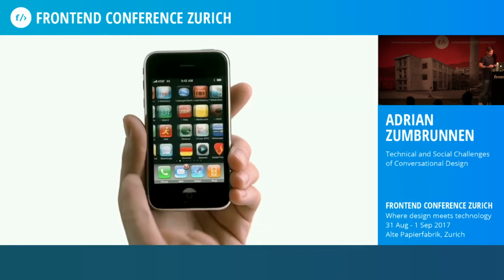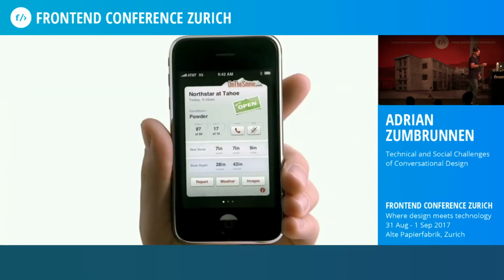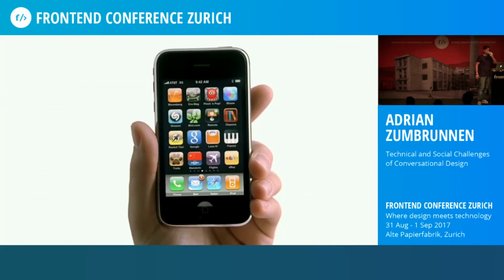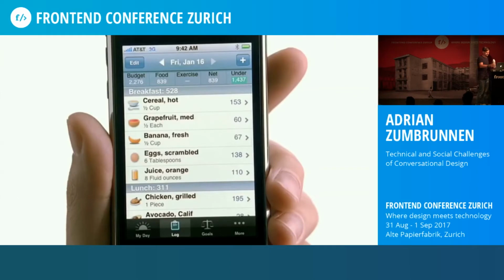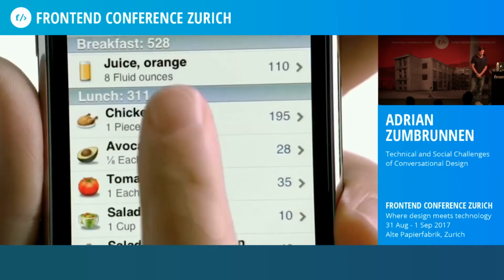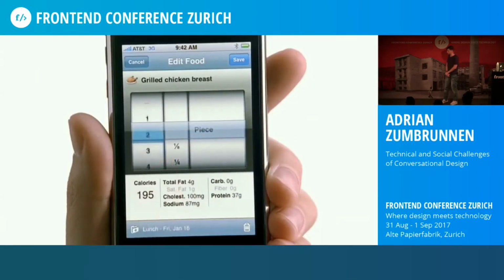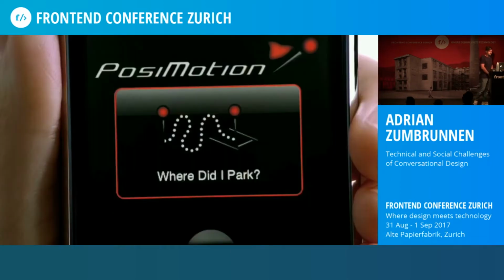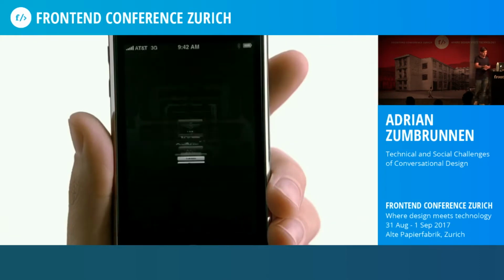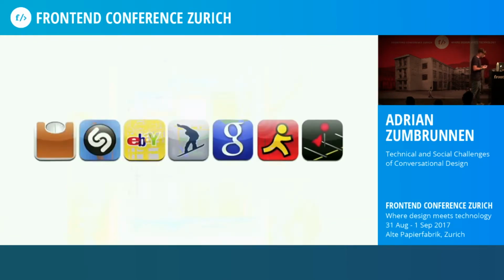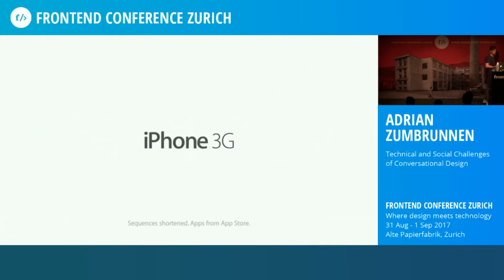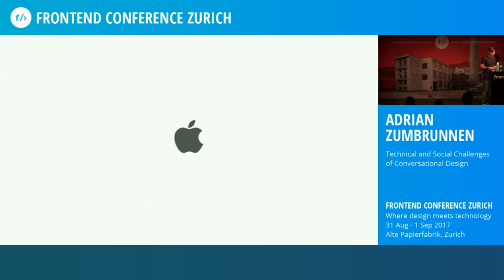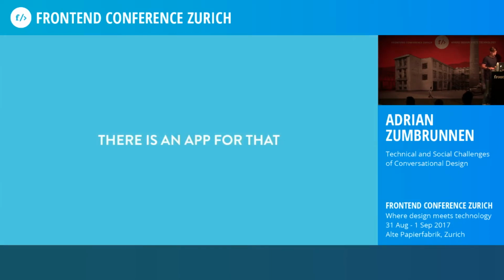What's great about the iPhone is that if you want to check snow conditions on the mountain, there's an app for that. If you want to check how many calories are in your lunch, there's an app for that. And if you want to check where exactly you parked the car, there's even an app for that. Yep, there's an app for just about anything, only on the iPhone. Beautiful. There's an app for that.